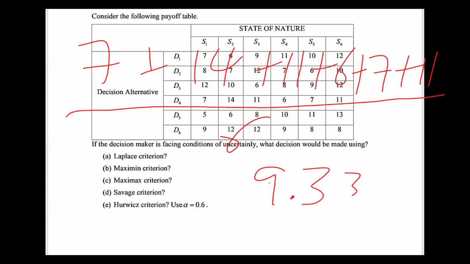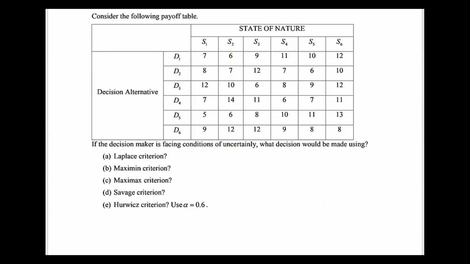Then decision 5. Decision 5: 6, 8, 10, 10, 11, 12 divided by 6. This is 8.8.